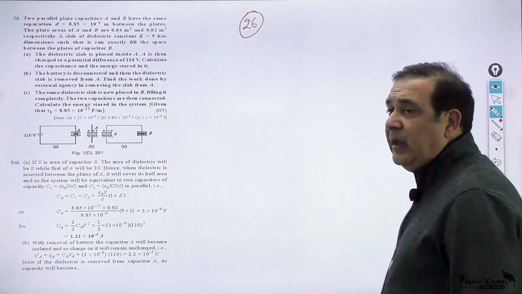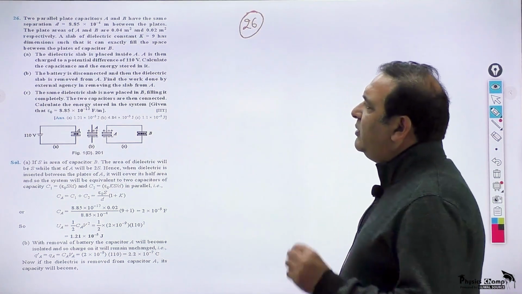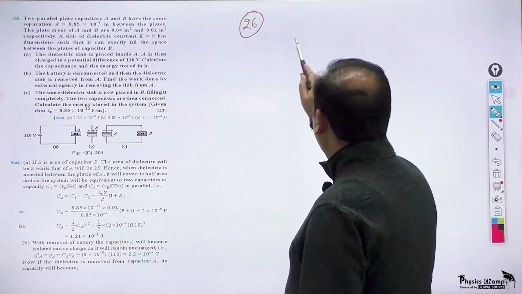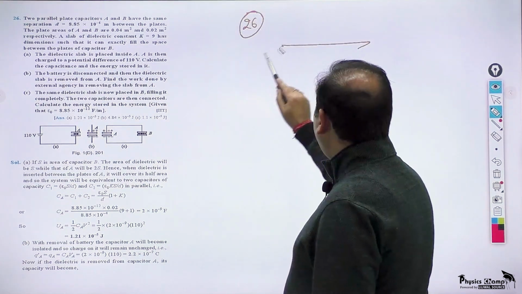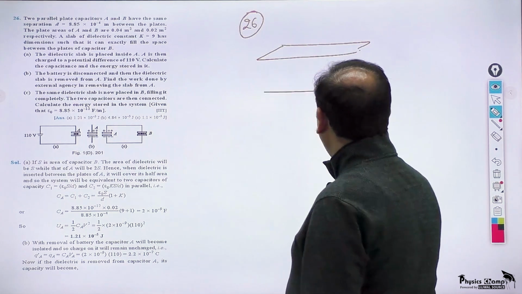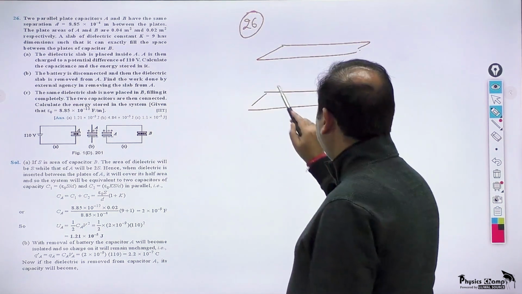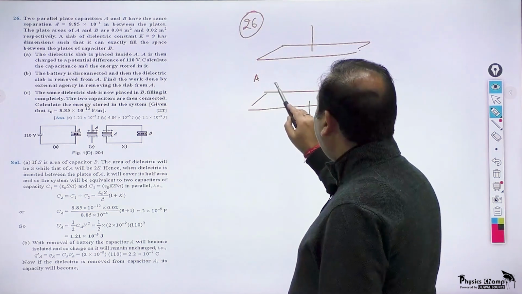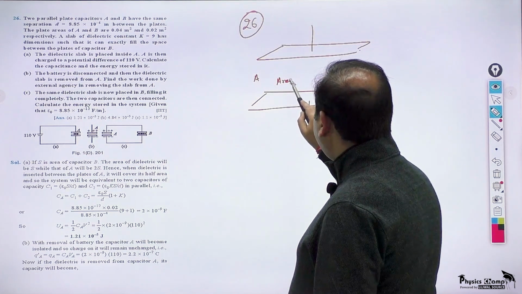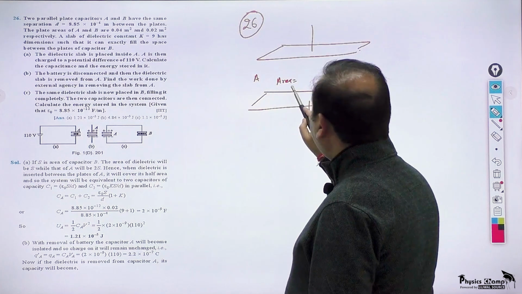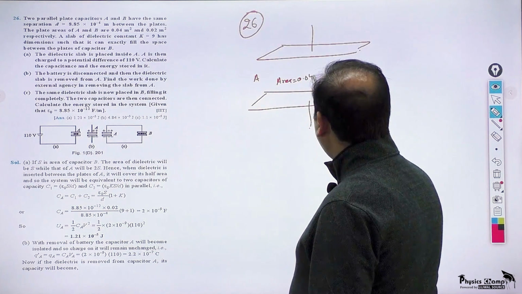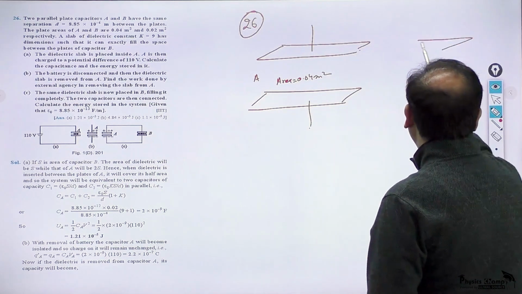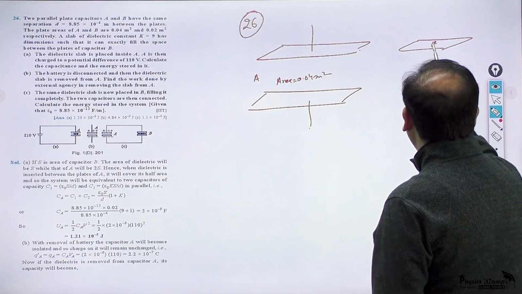This is also an IIT question where the question says there are two parallel plate capacitors A and B having the same separation. So basically there are two parallel plate capacitors. First is capacitor A, and it has area which is mentioned here as 0.04 meter square. You have another capacitor, which is capacitor B.